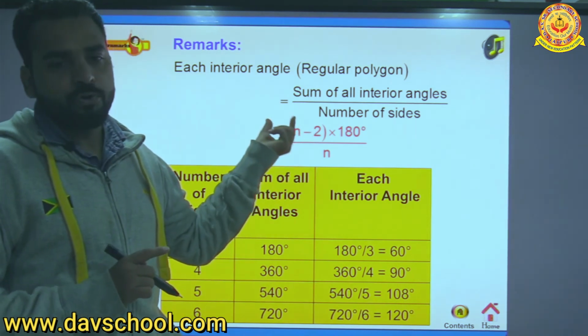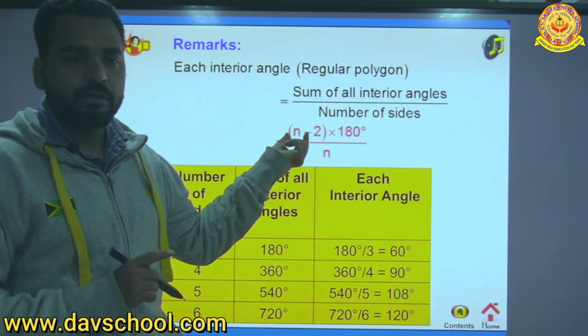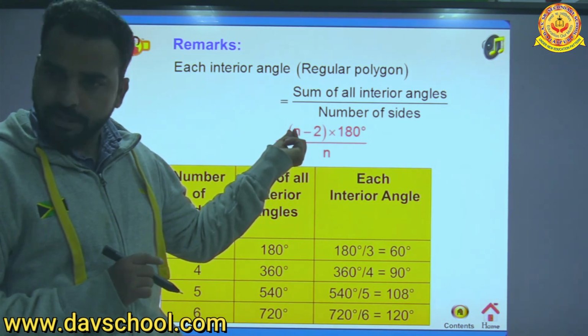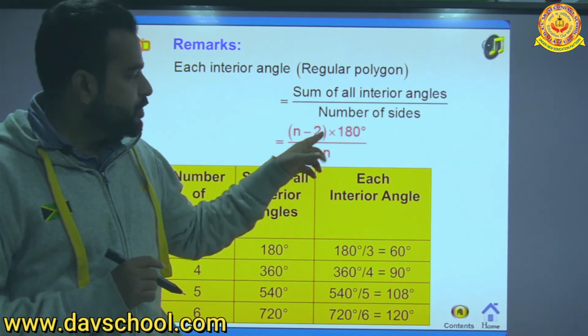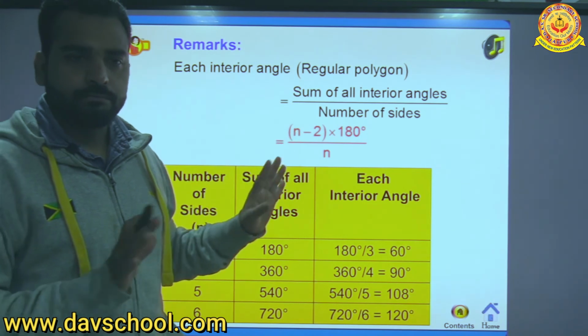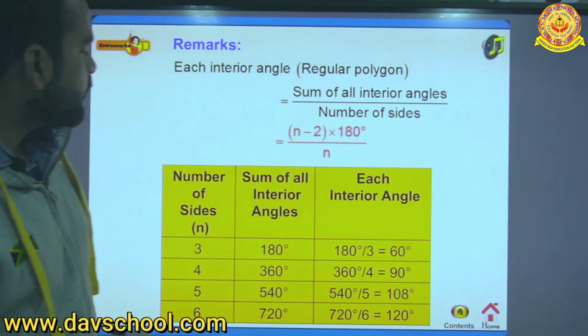So according to BODMAS rule, first you have to open the bracket. And for opening this bracket, you have to simplify n minus 2 first. Correct? So we cannot cancel just by looking that n is in the numerator and n is in the denominator. Understood? Yes, sir. Alright.